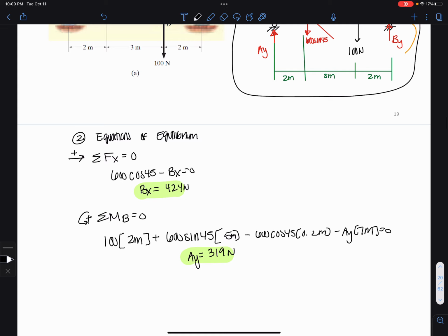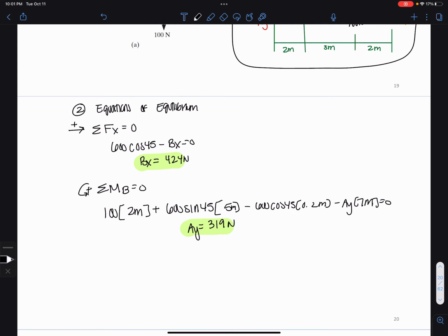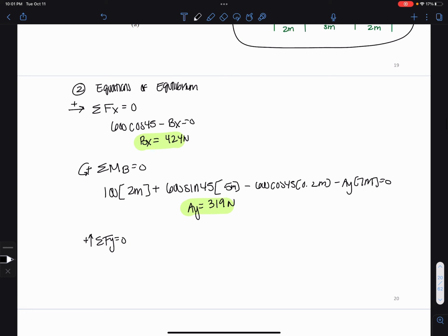And then my last equation here, summation of forces in the y equals 0, up is positive. I get the 319 from Ay minus 600 sine 45 minus 100 minus 200 plus By equals 0, and I get By equals 405 newtons.